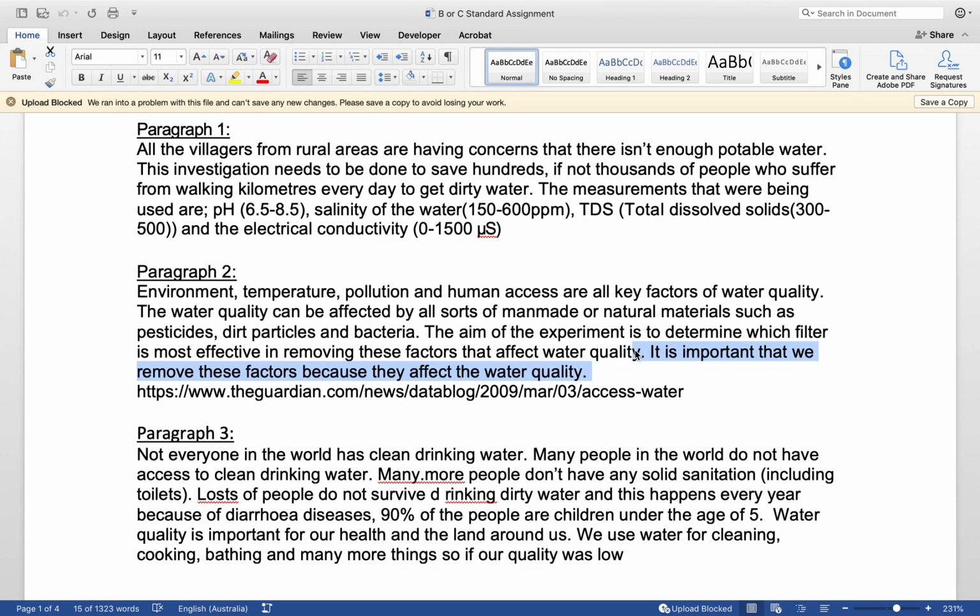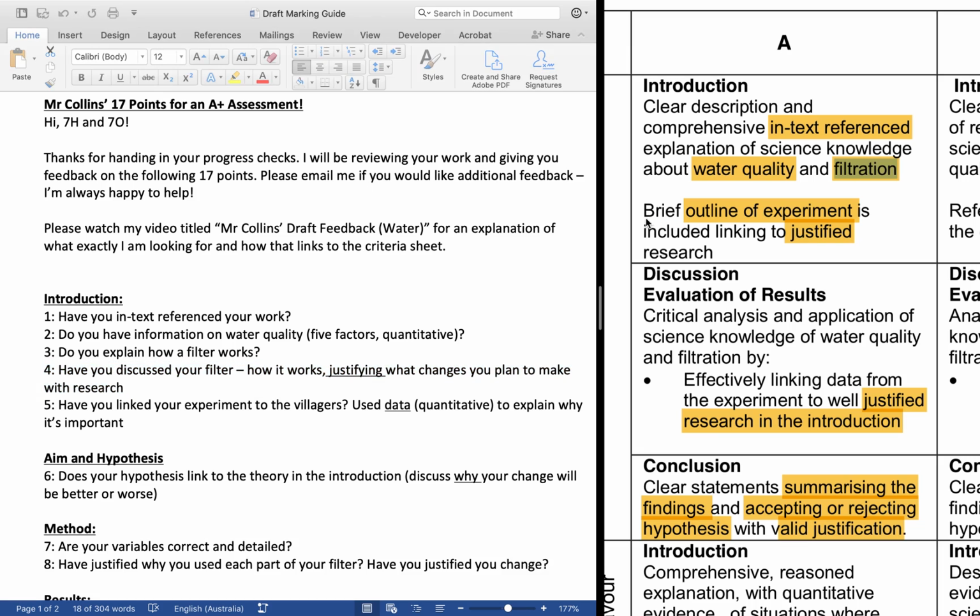Some of you filtered the water twice. Some of you added cotton balls. Some of you added 2 cheesecloths. Some of you substituted rocks for fine sand in the second time that you did it. All of you will have a different change, but you need to talk about it, your experiment, in the introduction. That's this section here. Brief outline of experiment is included, linking to justified research. So not only do you need to outline the experiment, you need to say why. You need to do some research into how a filter works, and I should see that as an in-text reference.